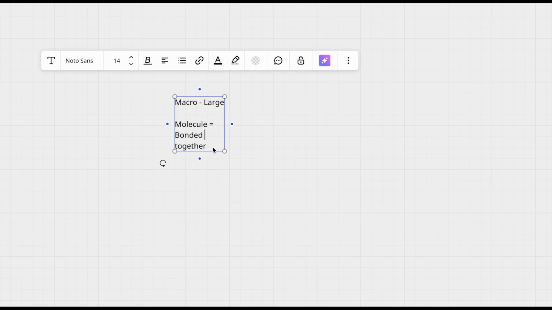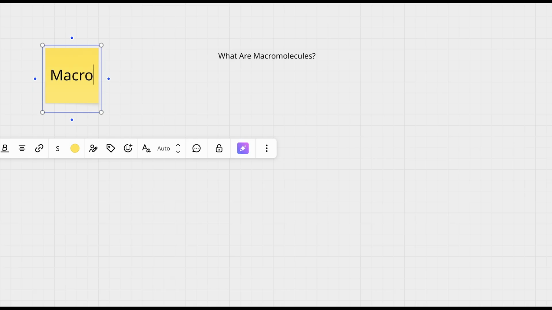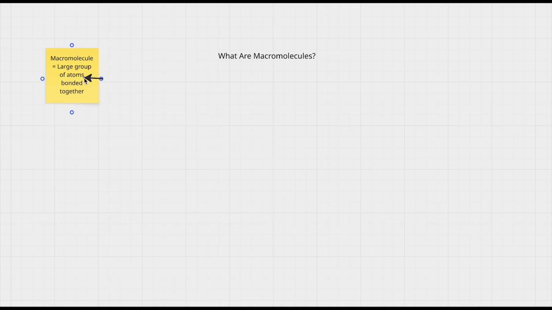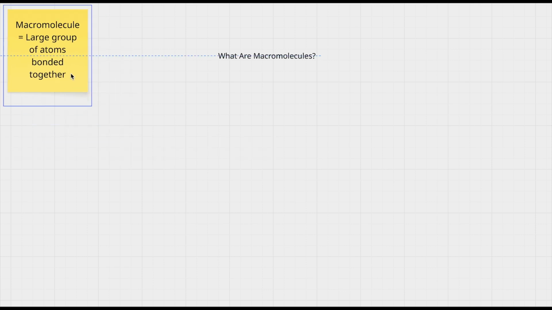Think of them as like Lego structures. How would you think of Lego structures, right? So macromolecules are basically like that. Now we've got an understanding of what they mean, so let's make a sticky note over here. Macromolecule is equal to a large group of atoms bonded together. I think that's a pretty good definition of what it could mean. So let's keep this in mind as we go through the unit.